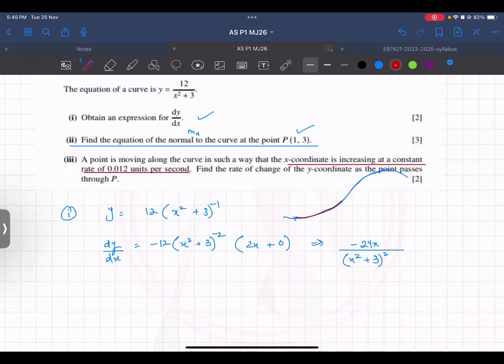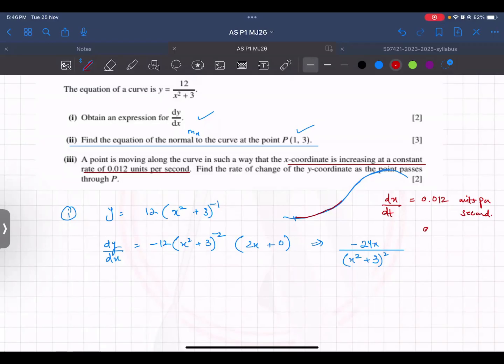So look, units per second. So this is the change in x upon change in time. This is the speed of the point in the x direction. So in the x direction, it is moving with the speed of 0.012 units per second. This is how you can translate your English into math.